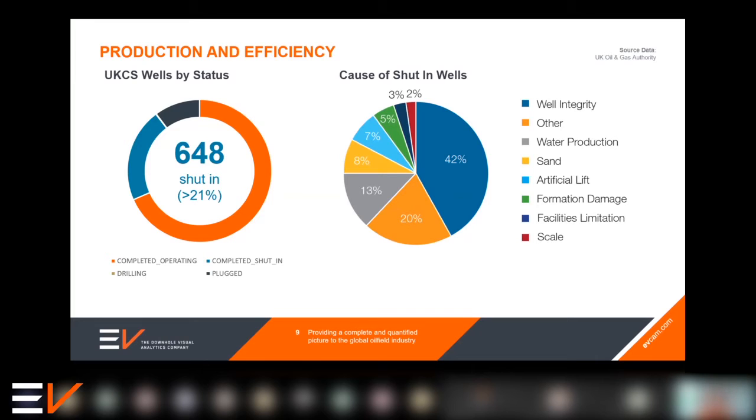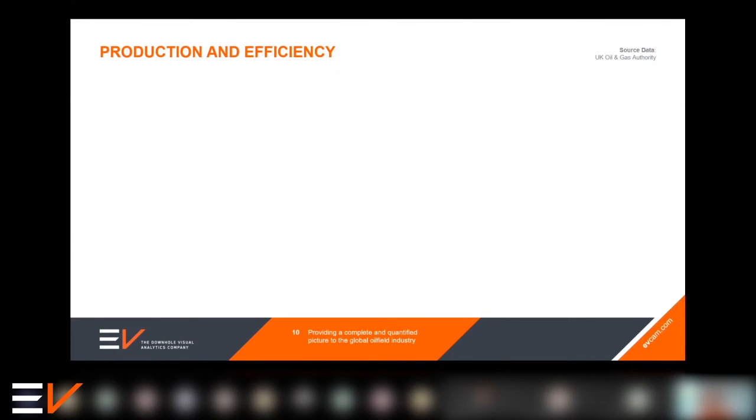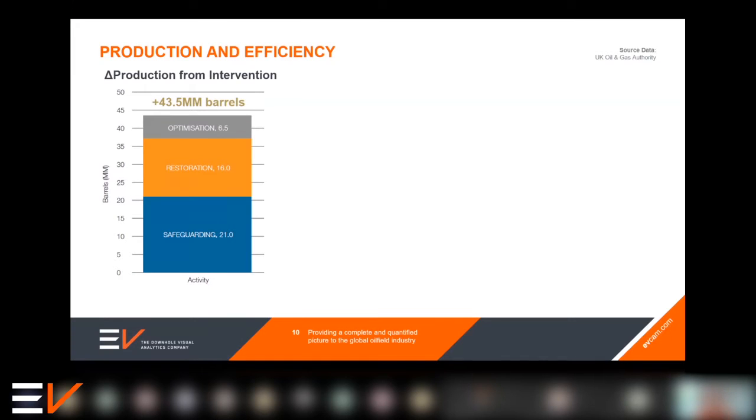And with that, the UK started to look at the best candidates for intervention and set about chasing barrels by doing so. A year later, the Oil and Gas Authority published a report on the success of some of these activities. And what they showed was that they'd been able to deliver roughly 44 million barrels of incremental production per annum as a result of these activities. Some of that was through safeguarding interventions, mainly pumping and stimulation work. But a large amount of it was from this well restoration activities that we've just looked at.